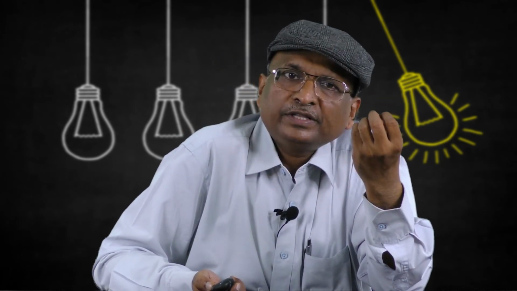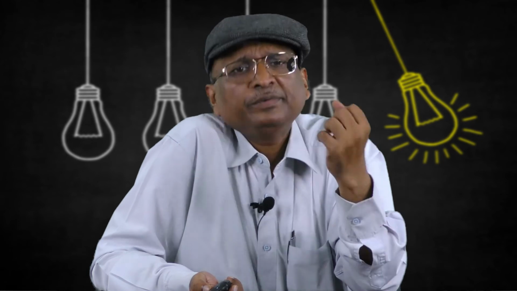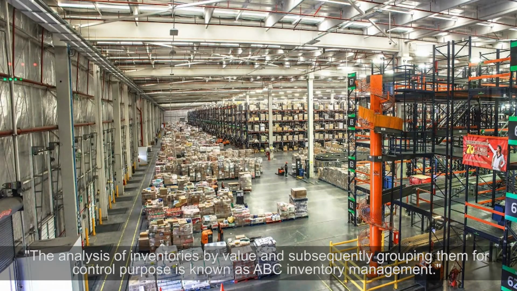If you classify in 3 categories, there are certain items which are large in quantity, but their value is only 10% of total value. There are fewer items having 60% of total value. And in the middle, there are some items which are medium in numbers and similarly medium in value. So that is called the ABC inventory management system. The analysis of inventories by value and subsequently grouping them for control purposes is known as ABC inventory management.